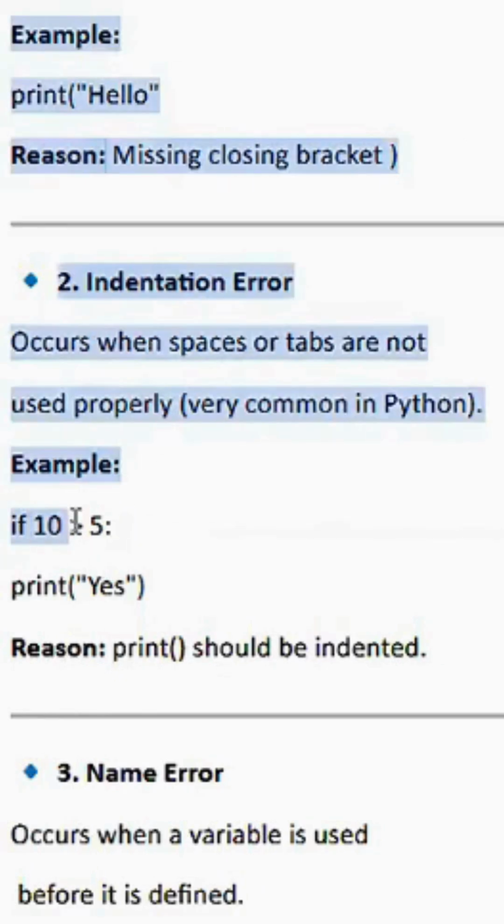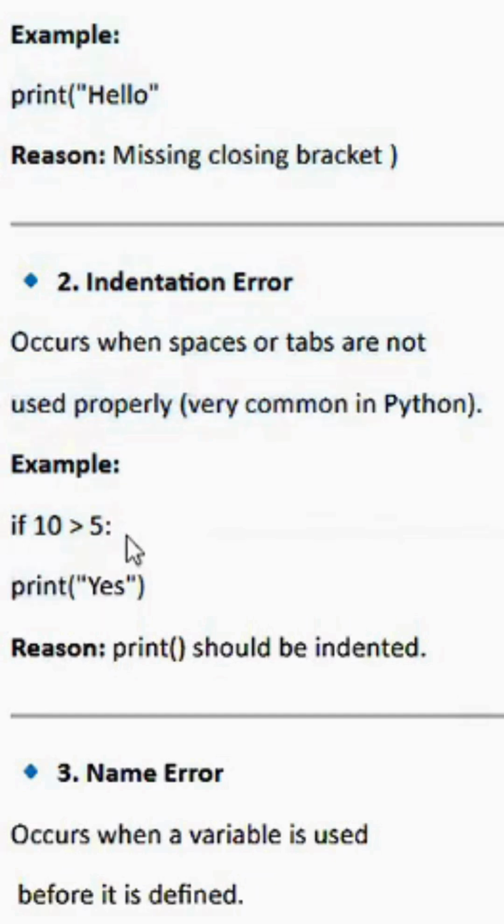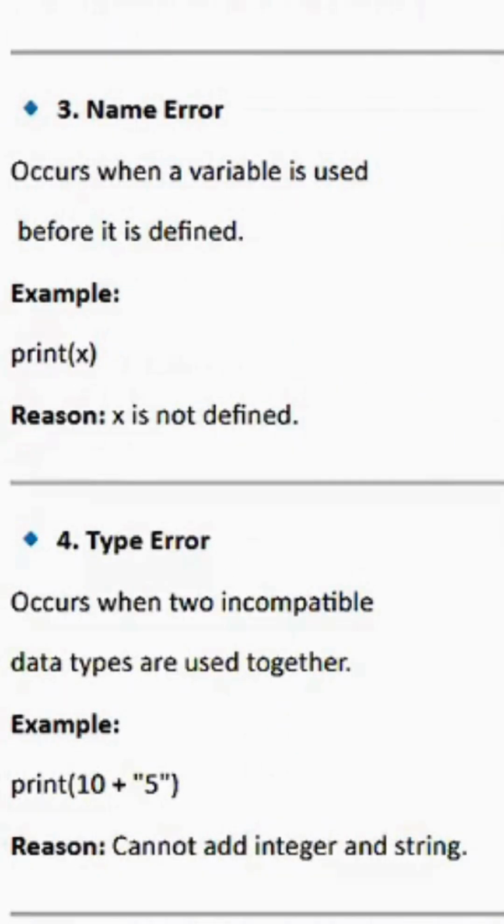Here you can see we have taken an if statement. It's a condition and we are trying to validate 10 greater than 5, which is basically true. If 10 is greater than 5, it should print yes. And this print should not start from here. It should be a little bit inside. So here we need to give some tab or space. That is called indentation.